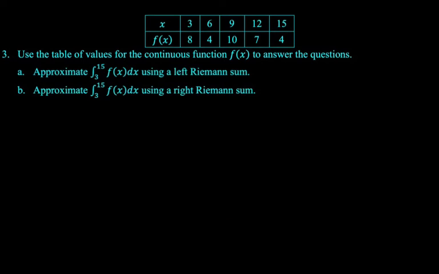All right, next up. Use the table of values for the continuous function f of x to answer the question. So if you only know a function is continuous, you would not anticipate mean value theorem, approximating a derivative. You can still approximate a derivative, but there's not really a lot of justification for it. But in this case, we're just approximating definite integrals. So approximate the integral from 3 to 15 using a left Riemann sum.